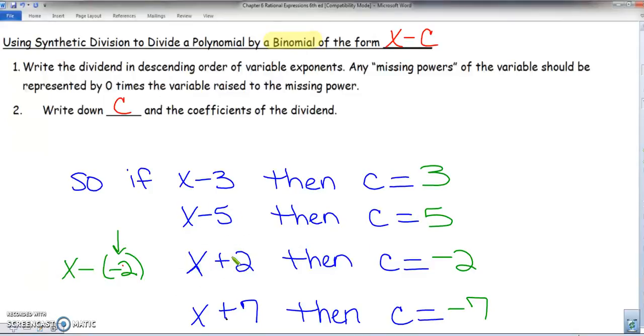Here it needs to be written in terms of subtraction for me to identify c, so consider x plus 2 could be written as x minus negative 2, right? Because the double negatives would become a positive. If that's the case, then now I have it in the correct form and I can say c is negative 2, and here c would be negative 7. So what would be an easy way for you to identify c? Probably just to say you're looking for the opposite or taking the opposite value of what you see. So this would be positive 3, this would be positive 5, negative 2, negative 7.